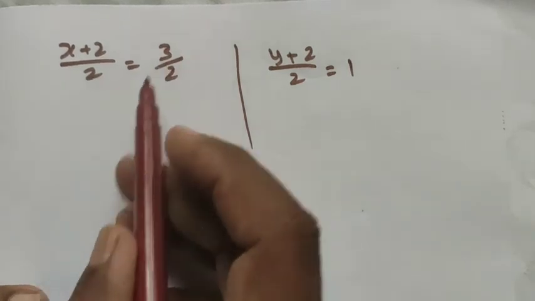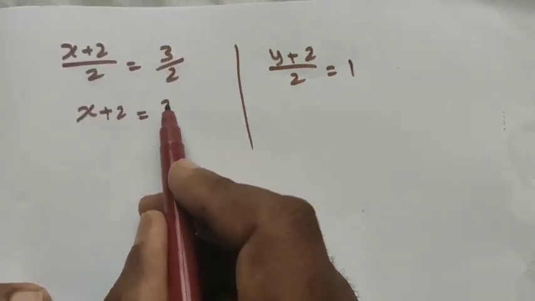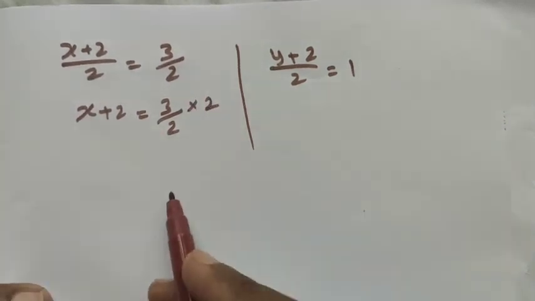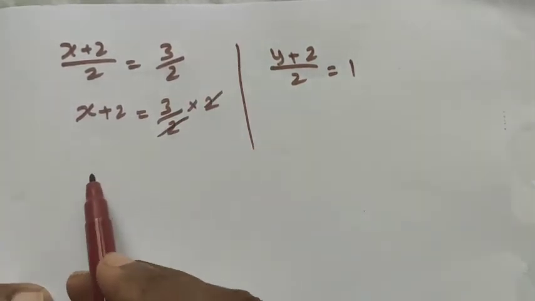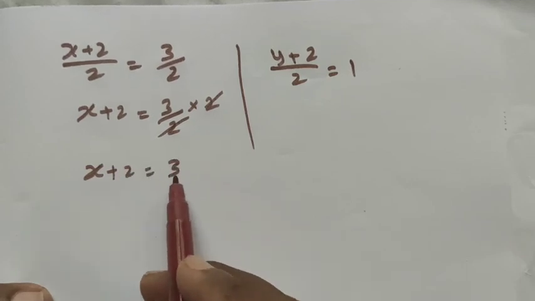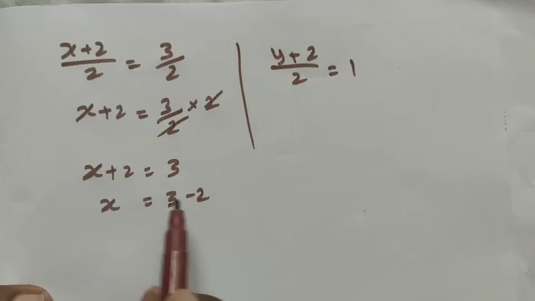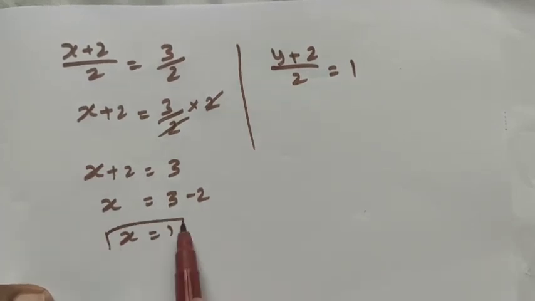I take this 2 to the other side, so x plus 2 is equal to 3 divided by 2. This is a division, right? If you take it to the other side, we get multiplication. Then the 2s will be cancelled. Then x plus 2 is equal to 3. I take this 2 to the other side, x is equal to 3 minus 2. Here we have plus, change it into minus. Then x is equal to 1.